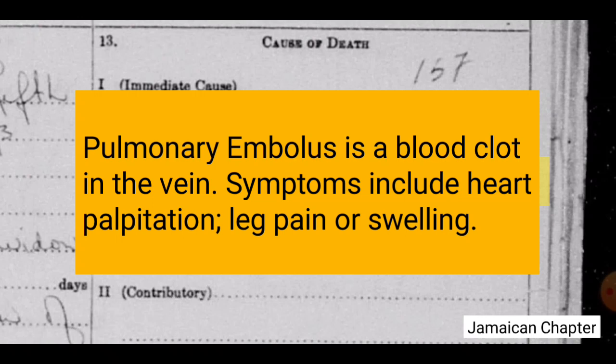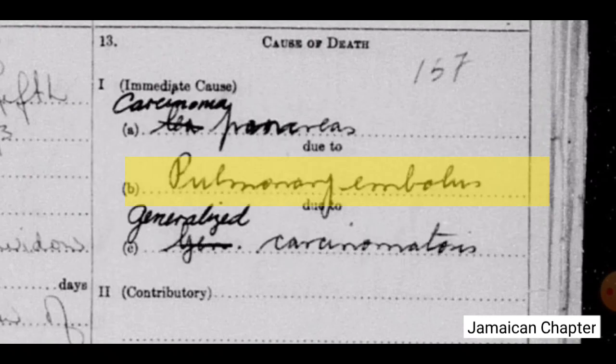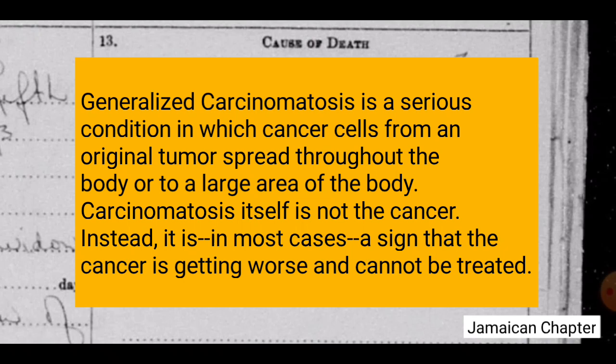Let's look at the third cause of her death. The third cause is generalized carcinomatosis. What is this? Generalized carcinomatosis is a serious condition in which cancer cells from an original tumor spread throughout the body or to a large area of the body. Carcinomatosis itself is not the cancer. Instead, it is, in most cases, a sign that the cancer is getting worse and cannot be treated.